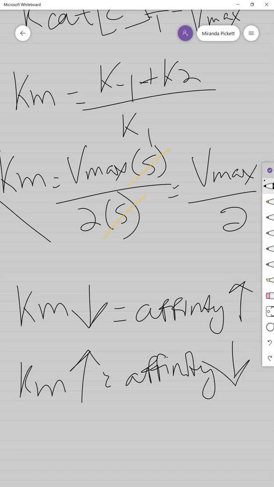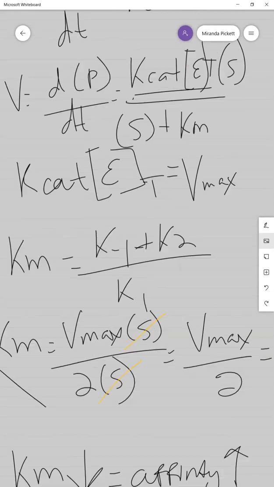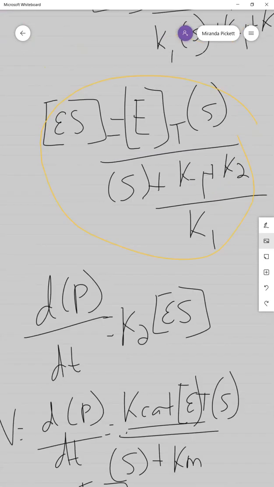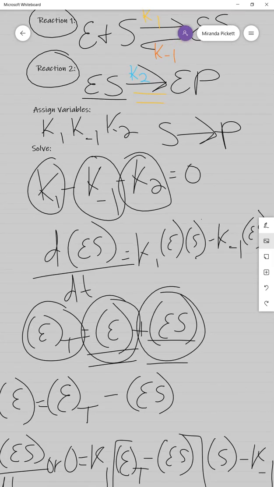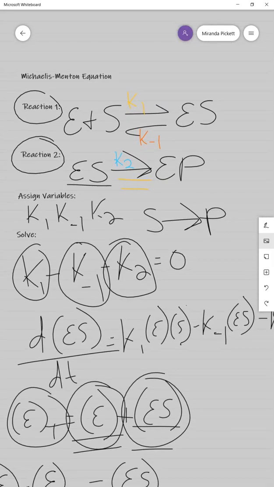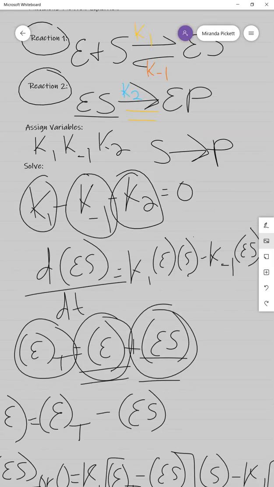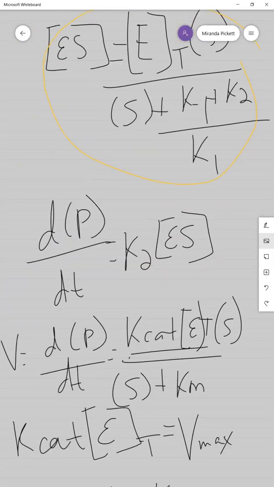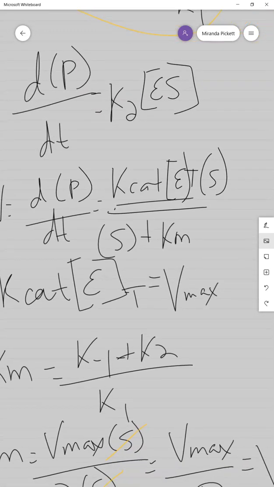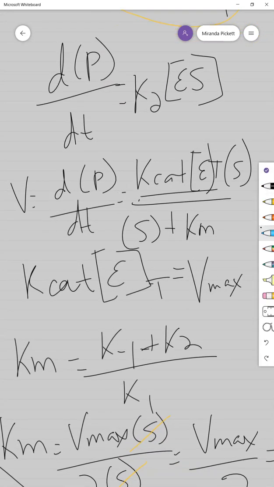I think that just about covers the Michaelis-Menten equation. I promise I have better handwriting than this, but this is on my computer, so this was the best way that I could figure to do it. Like I said, it all starts here, and we can go all the way down to here. This is the important part.